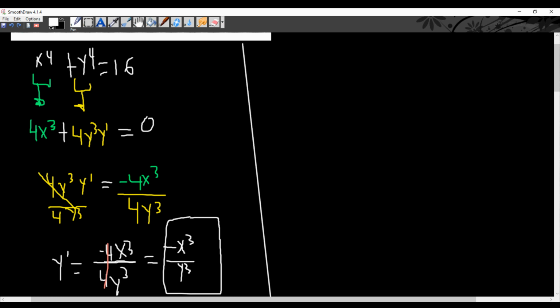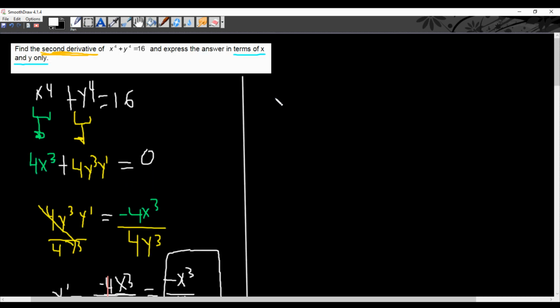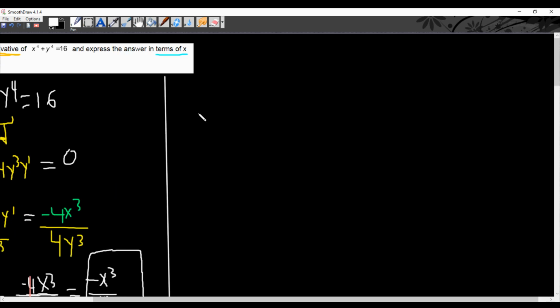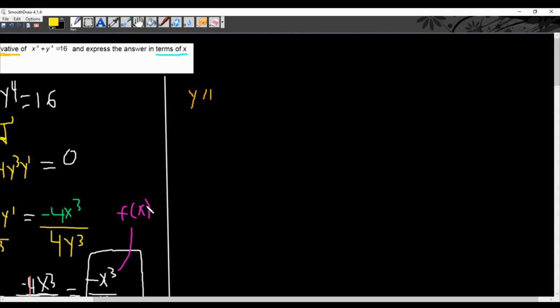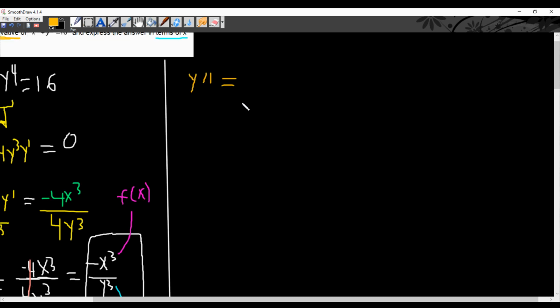So that means we must solve for the second derivative. What the second derivative is often expressed as y double prime. Seeing that we have two different functions, I consider this function, let's say, f of x, and I consider this function as g of x, let's say. Then that means here I must do the quotient rule.